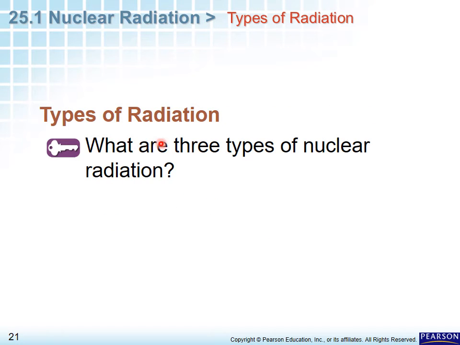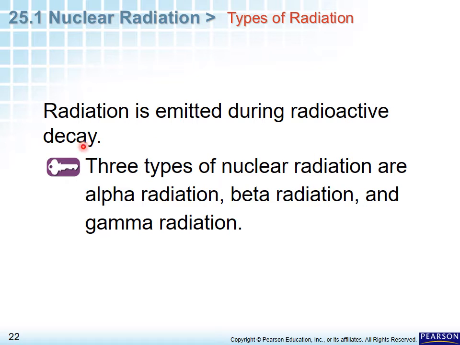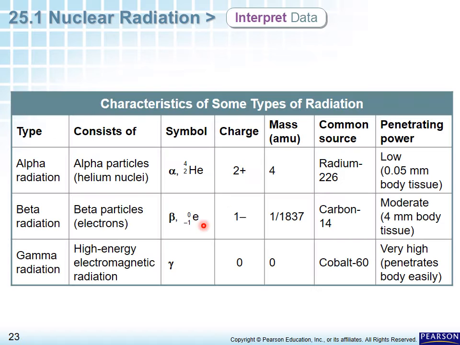Types of radiation. There are three types of nuclear radiation emitted during radioactive decay: alpha, beta, and gamma radiation. So how many? Alpha, beta, and gamma radiations. Here we will discuss their characteristics, starting with alpha radiation.